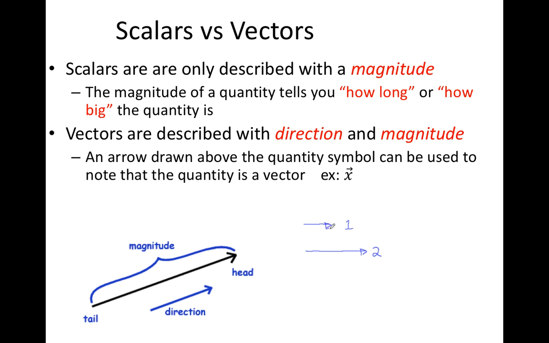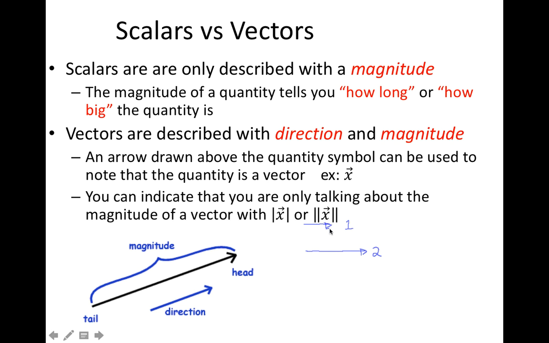If we're just interested in the magnitude of the vector, then we can indicate that by the absolute value signs or the double absolute value signs. Sometimes you see that notation.